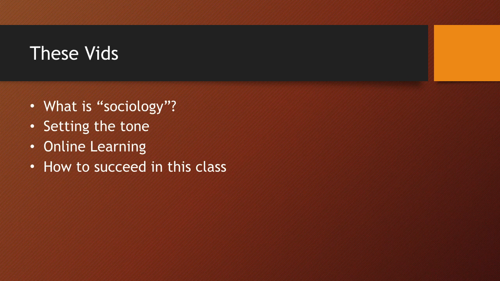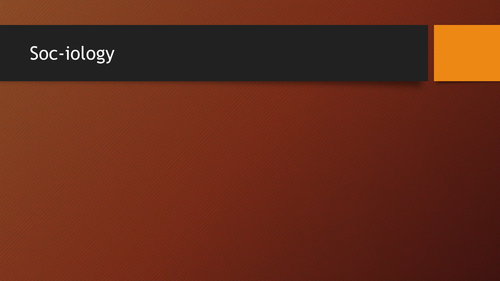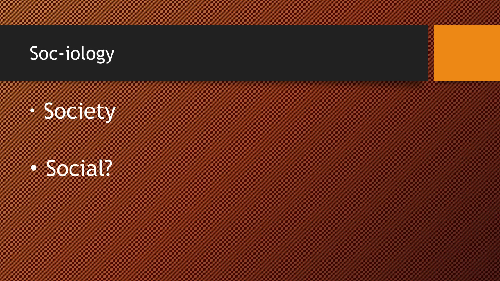So what is sociology? One thing we can do is break down the word. The first part, socio or soc, and ology, we need to think about what are the root words here. The first part stands for society.